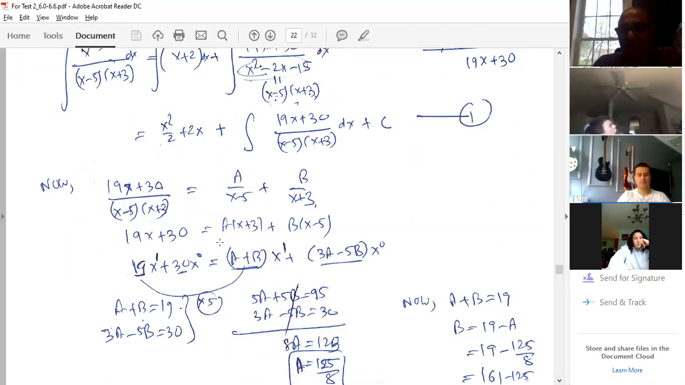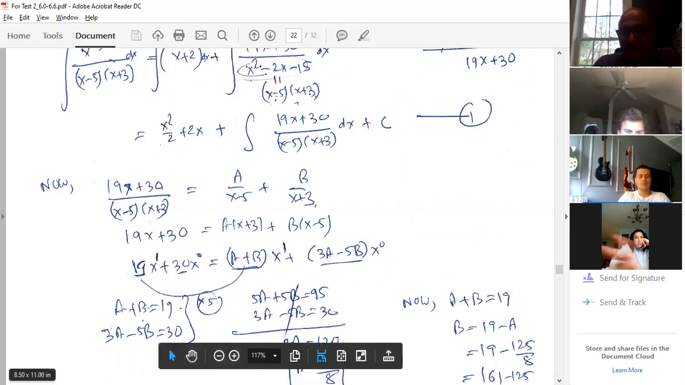19x plus 30, A over x minus 5, B over x plus 3, just take the LCM, A(x plus 3) plus B(x minus 5), common denominator will get canceled out. So 19x to the power 1 and 30, x to the power 1, Ax and Bx, so A plus B, and the constant terms. Compare the coefficients, you're going to get A plus B equal to 19, 3A minus 5B equal to 30.